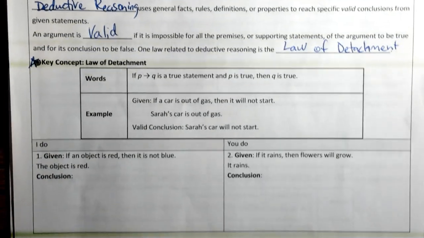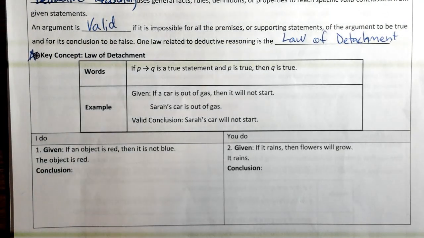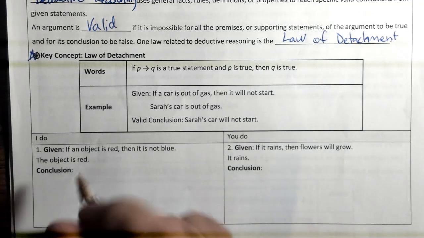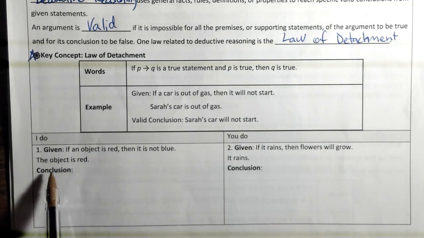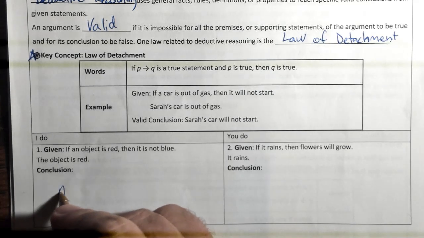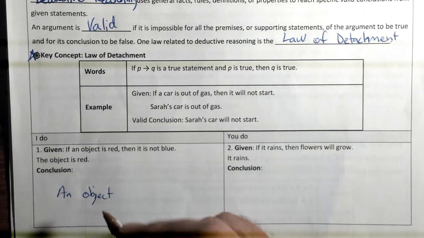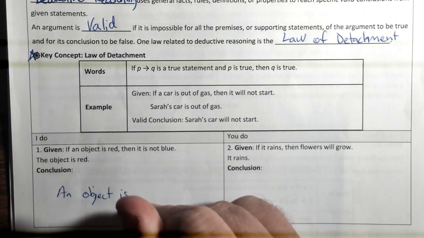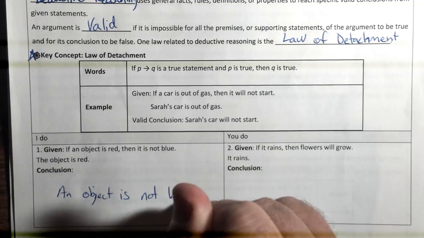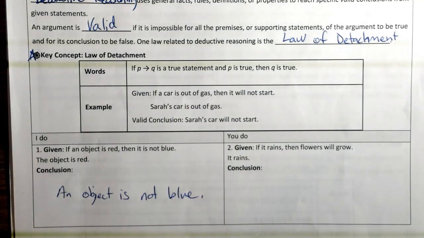Let's look down here. Alright, the number one here, I do. Again, we're on page 13. If an object is red, then it is not blue. The object is red. So what is our conclusion? Well, it says here, if an object is red, then it is not blue. The object is red. Our conclusion is the object is not blue. Okay?